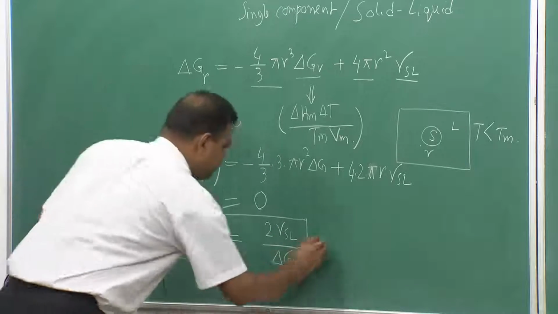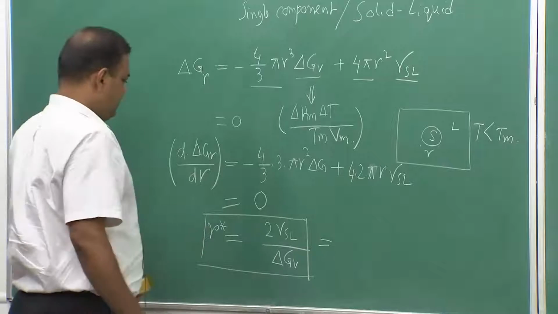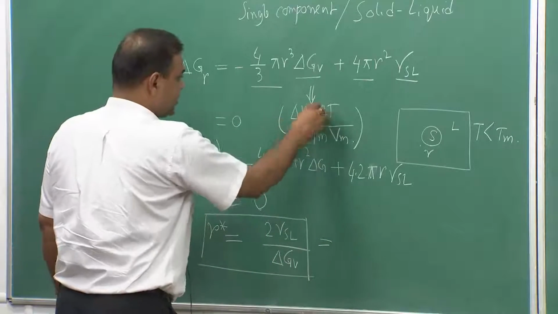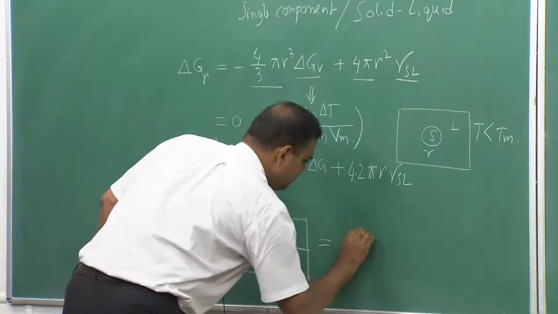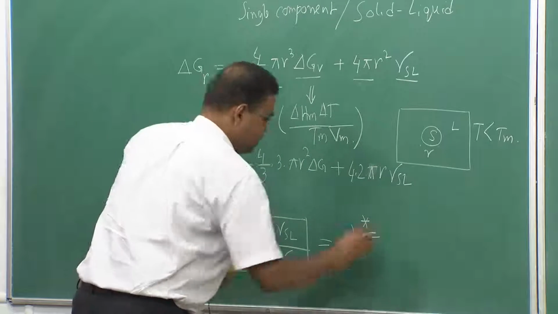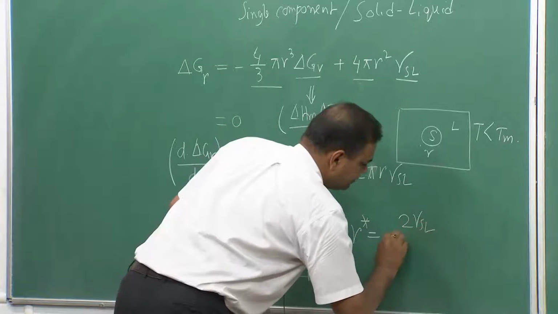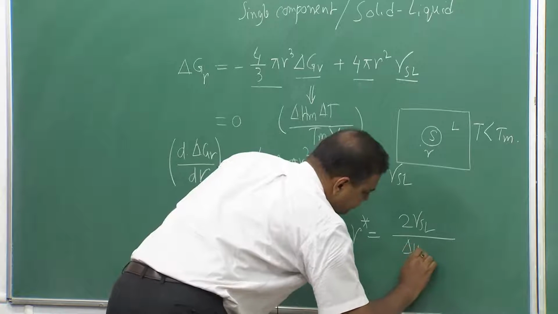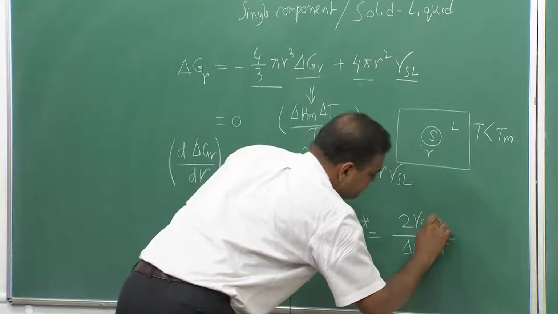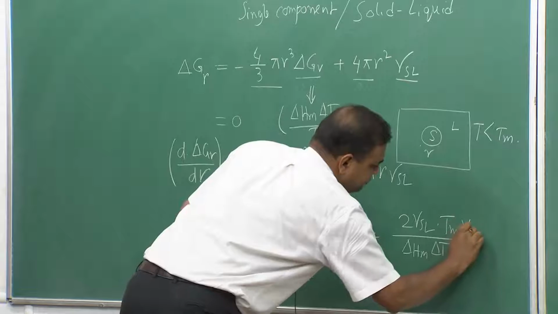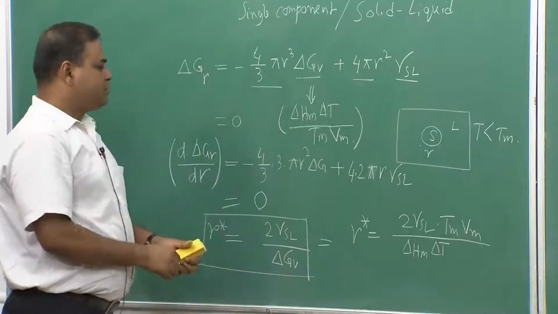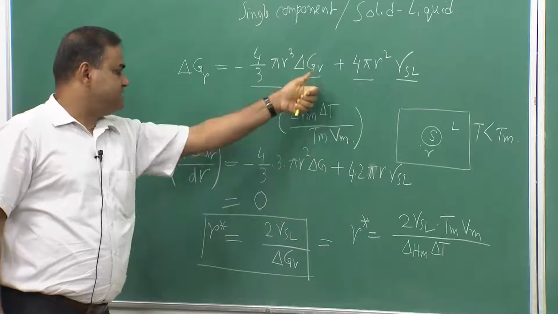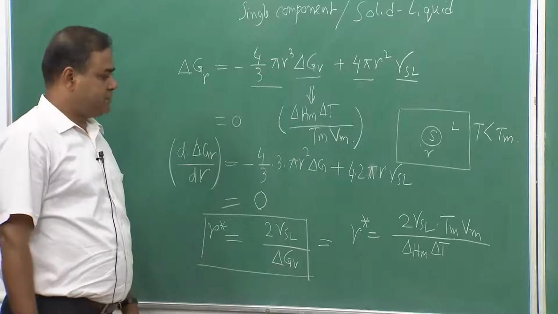Now, if we try to see the variation of R star with temperature or undercooling, this would become 2 gamma SL divided by del H m, del T over T m, V m. What we have done is we have just replaced this particular expression in the place of delta G V.